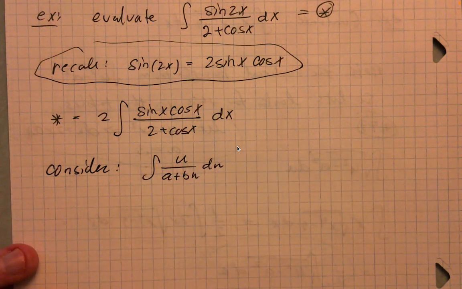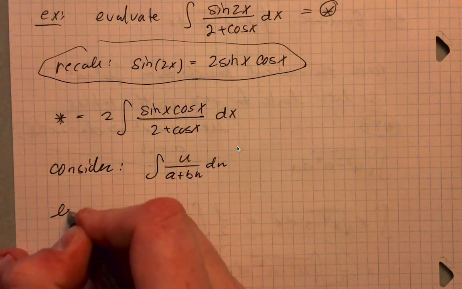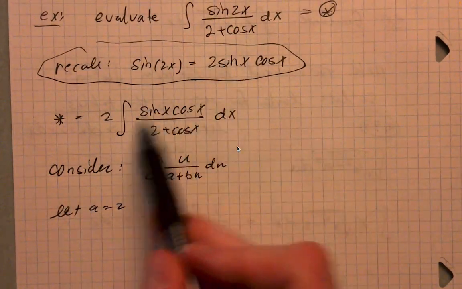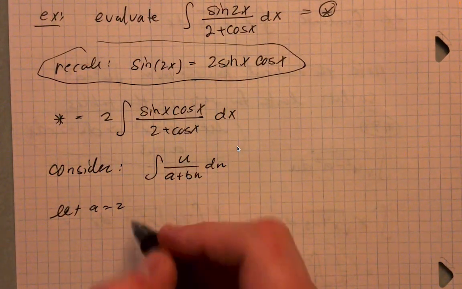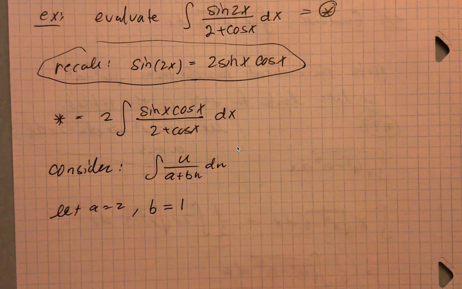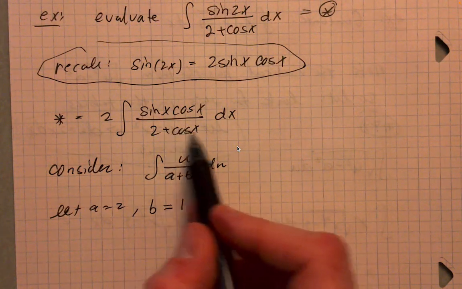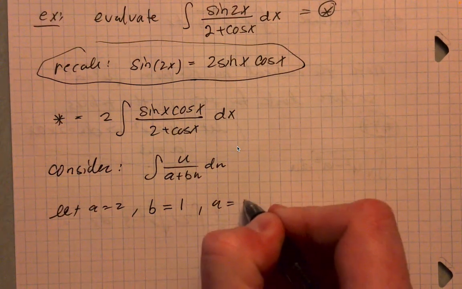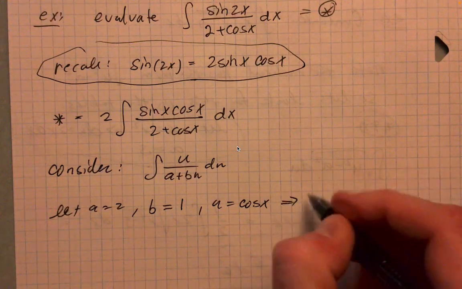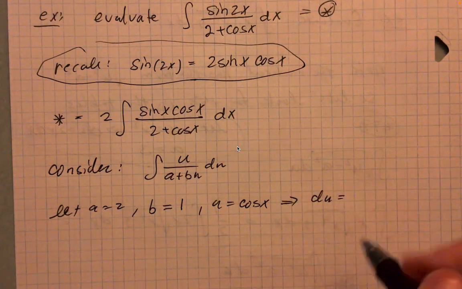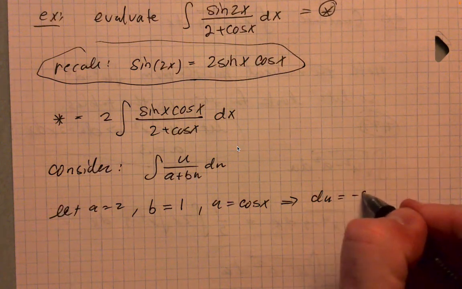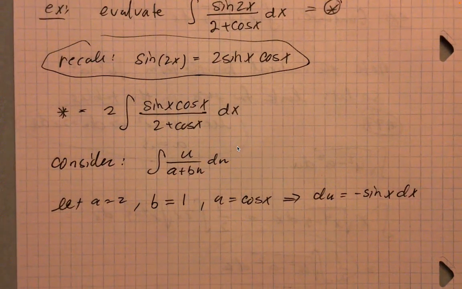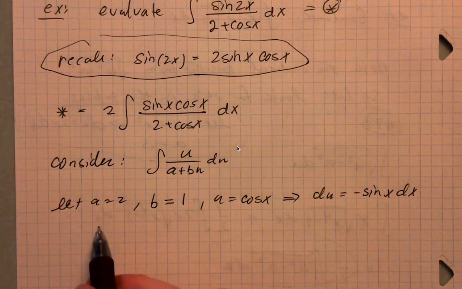Okay. So what happens if we do this? Let's let a equal 2, looking back up at this. So we'll let a equal 2, b equal 1. The bu, and then of course cosine will be the u. And then that means that du is equal to negative sine x dx. Okay, so let's take a look at this.